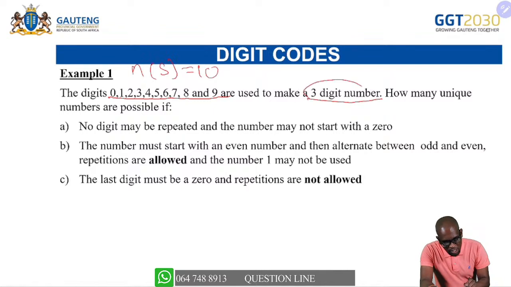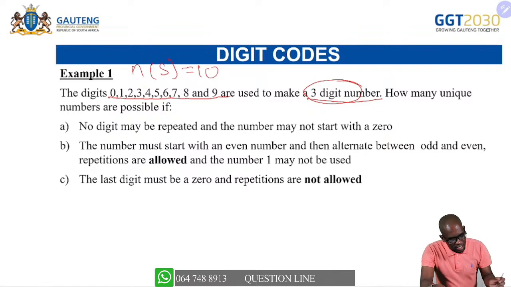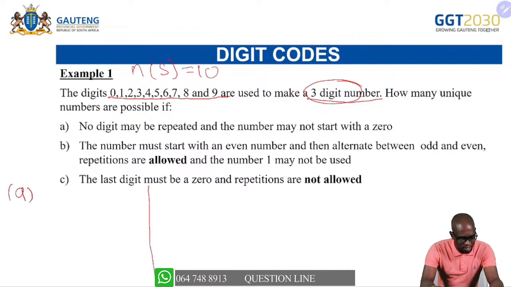However, we are forming a 3-digit code or a 3-digit number. How many unique numbers are possible if no digit may be repeated and the number may not start with a 0? No digit may be repeated and the number may not start with a 0. That is the first one. We are looking for the total codes here. They are saying it should be a 3-digit code.